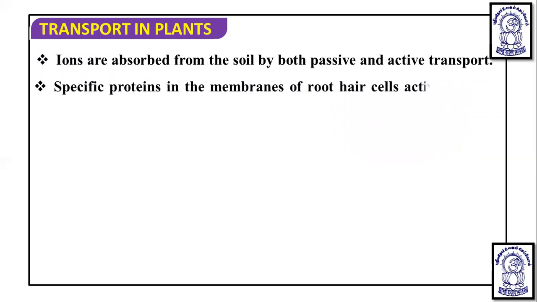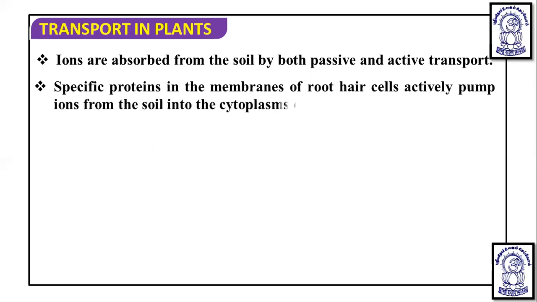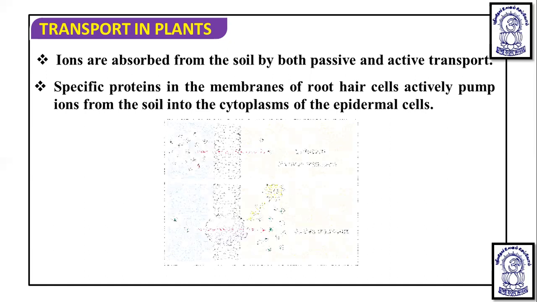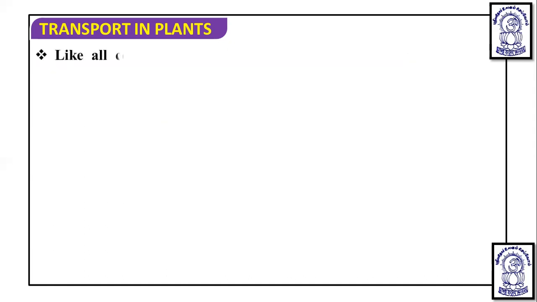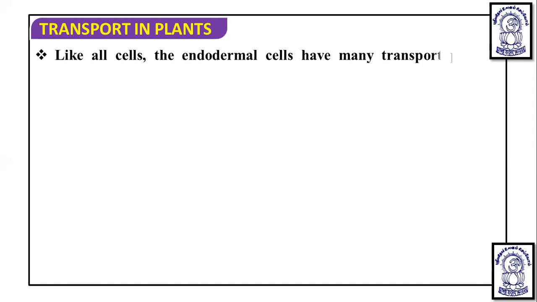Ions are absorbed from the soil by both passive and active transport. Specific proteins in the membranes of the root hair cell actively pump ions from the soil into the cytoplasm of the epidermal cells. So special proteins are involved in active transport, and ATP use also occurs.